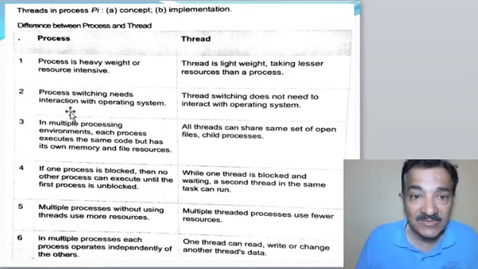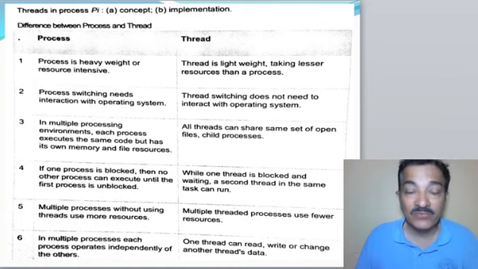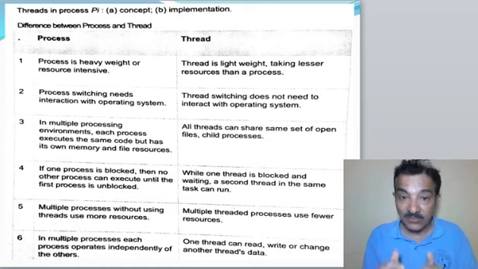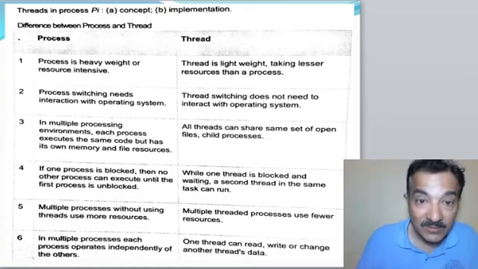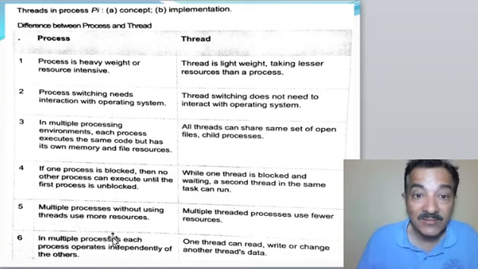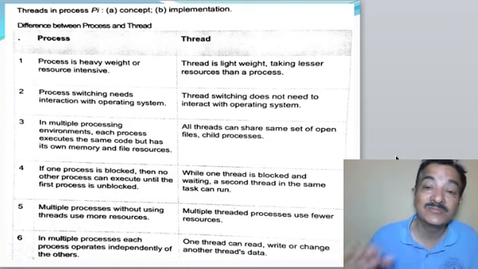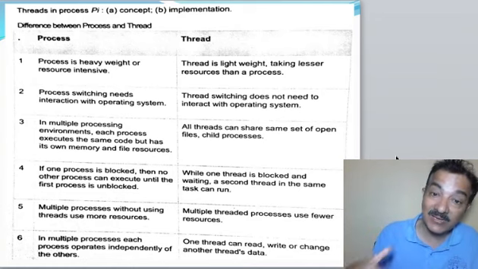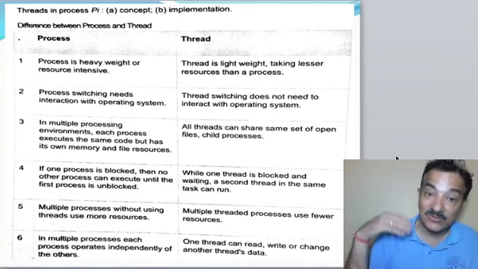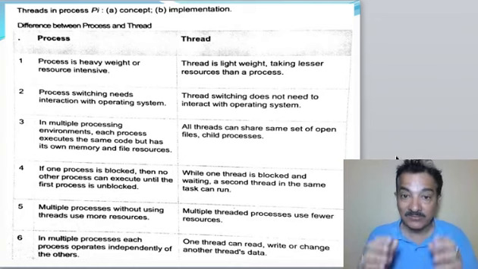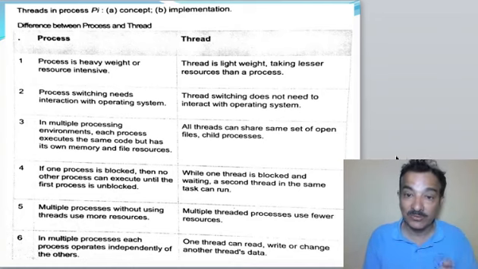Process switching needs interaction with the operating system. So if you are going from one process to the next, process switching will require interaction with the operating system. Thread switching does not need interaction with the operating system. The thread can be independently managed inside the process itself, so the user can actually schedule how the thread has to be run. That can be written inside his own program.